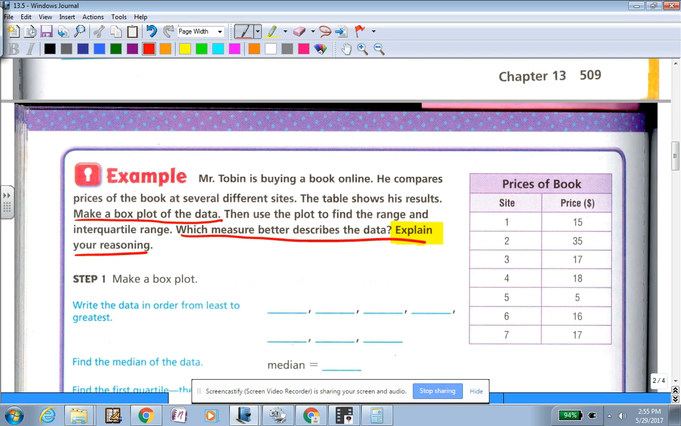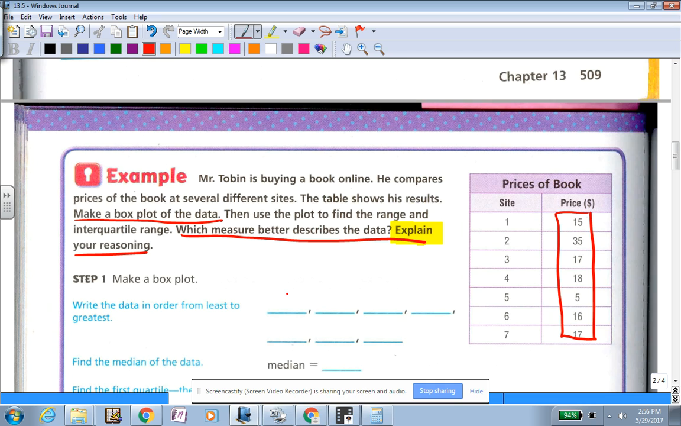Okay, so now we're going to make a box plot. Here are the prices of the book at the various sites, and the values that we're looking at first of all are here in this column. If I wanted to highlight it, I could. But let's go ahead and see. We've got to order the data from least to greatest.